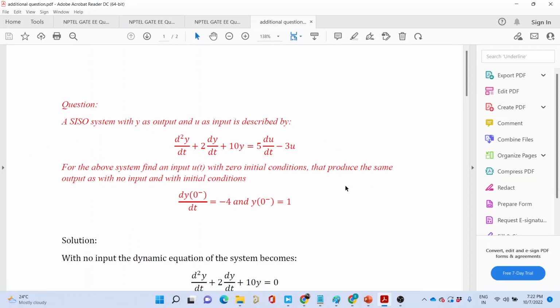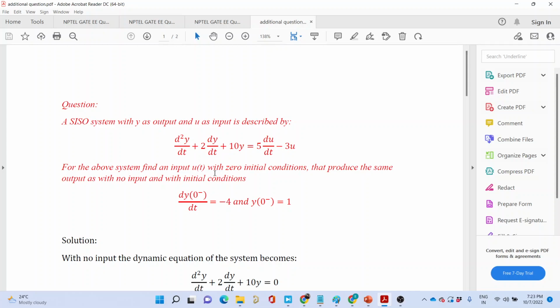So this is the question. A SISO system has a dynamic equation which is given like this. For the above system, you have to find the input with no initial conditions. You have to find the input which would produce the same output as the system produces when there is some initial condition which has been given over here. You understand the question, right?